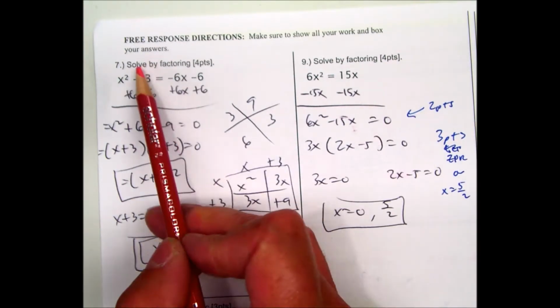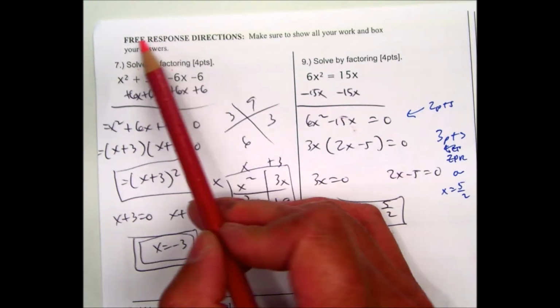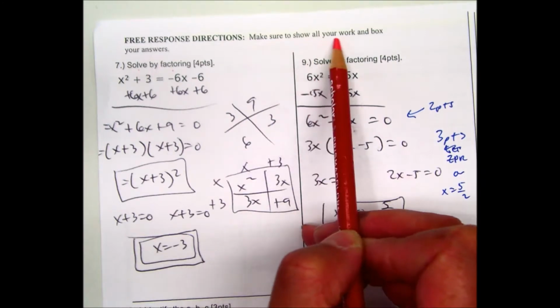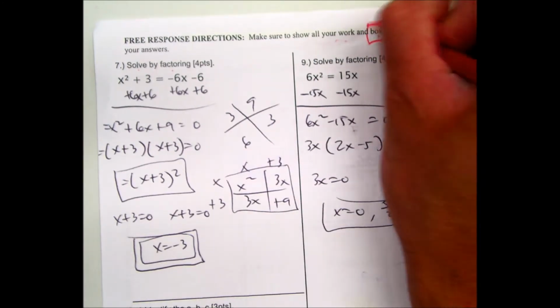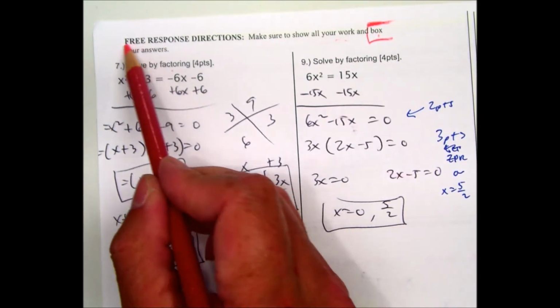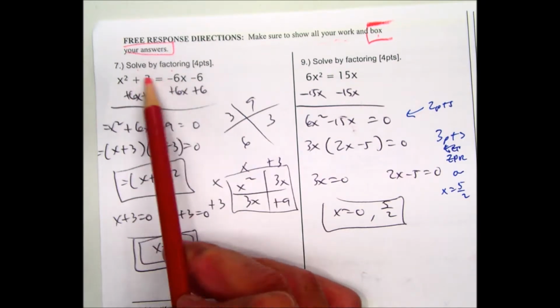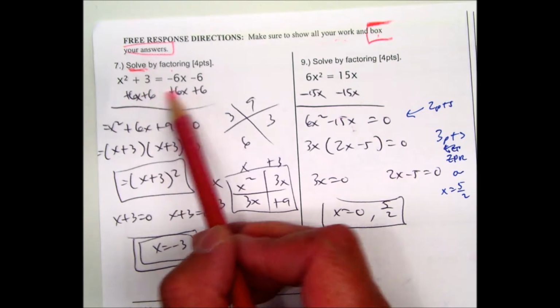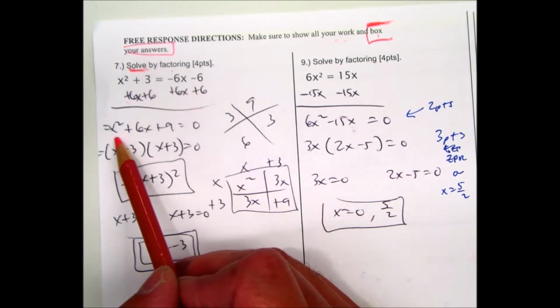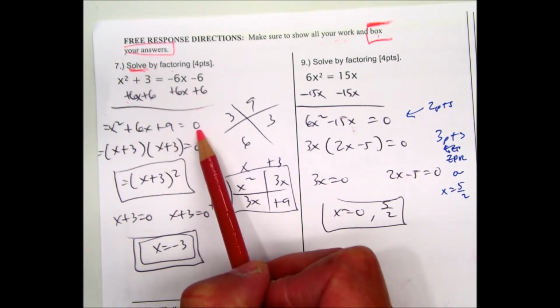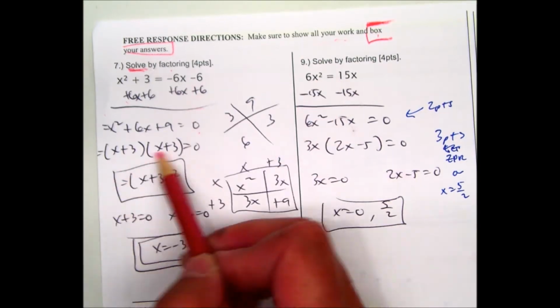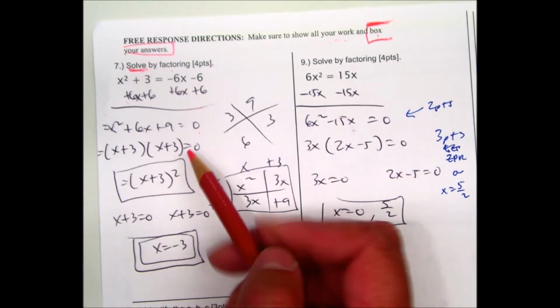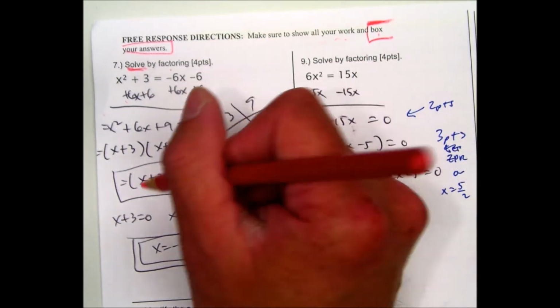This one says solve by factoring. Free response directions: make sure to show all your work and box your answers. So box them. To solve, you need to set it equal to 0. It's not, so move everything over. X squared plus 6x plus 9 equals 0. Factored it: x plus 3, x plus 3. You get x plus 3 squared.